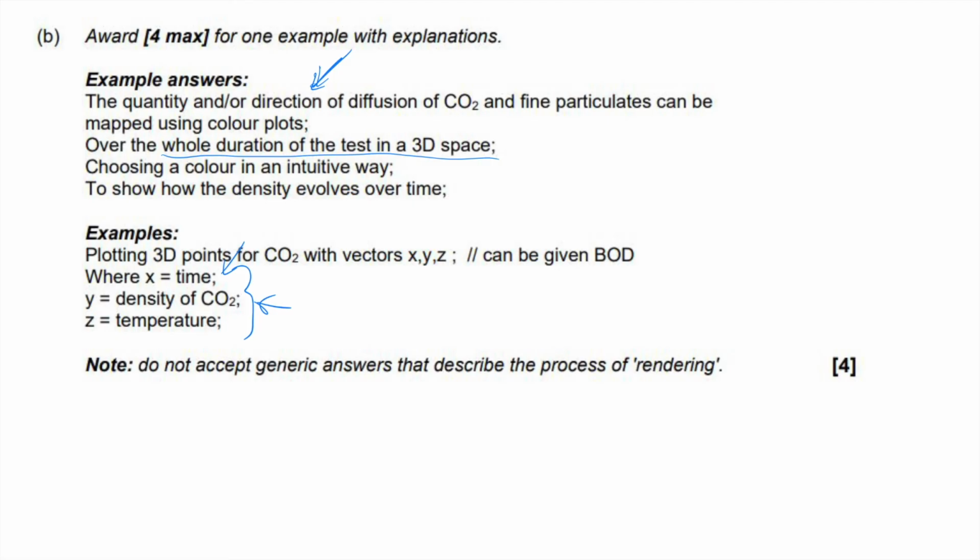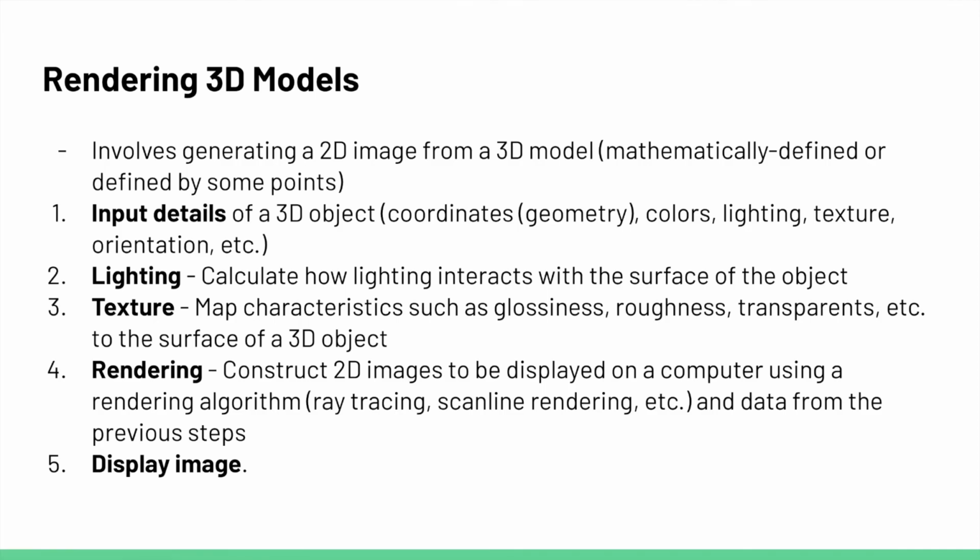Now next, in order to create 3D models, we need to do something called rendering. And rendering involves generating a 2D image from a 3D model so it can be shown on a screen. So the 3D model is really just going to be a bunch of coordinates that exist in our computer or are stored in memory. And we basically want to take this 3D representation, this mathematical representation, and turn it into a 2D image of a 3D object that can be shown on a monitor or some other display device.